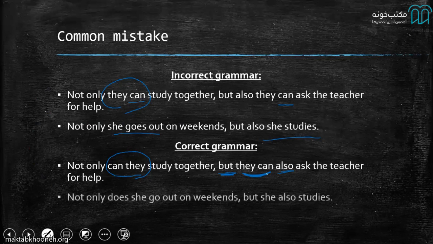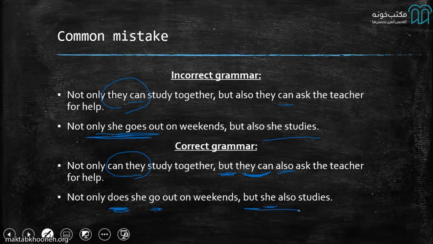And the other case: not only does she go out. I didn't have a modal verb here, but I have to bring in something. That's why I brought in "does." So that's why I said "not only does she go out," and then I don't need to say "goes" anymore because I already have "does." Then I'm splitting "but" and "also" and bringing the subject: but she also studies.